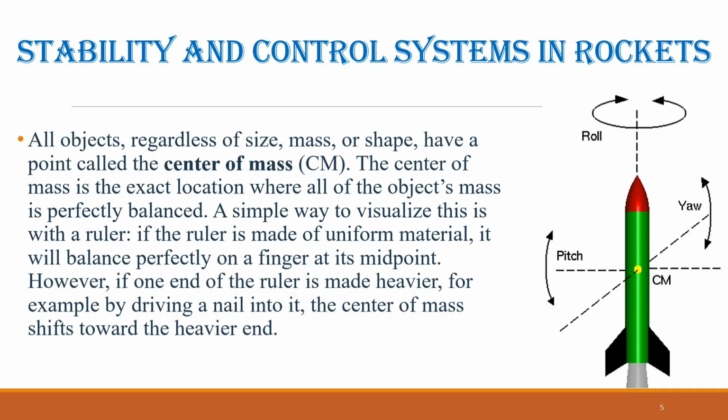In flight, rotation occurs around three principal axes: roll, pitch, and yaw. These axes intersect at the center of mass. For rockets, the pitch and yaw axes are the most critical because rotation about these axes can cause the rocket to deviate from its intended path. The roll axis, on the other hand, has the least effect on the trajectory.